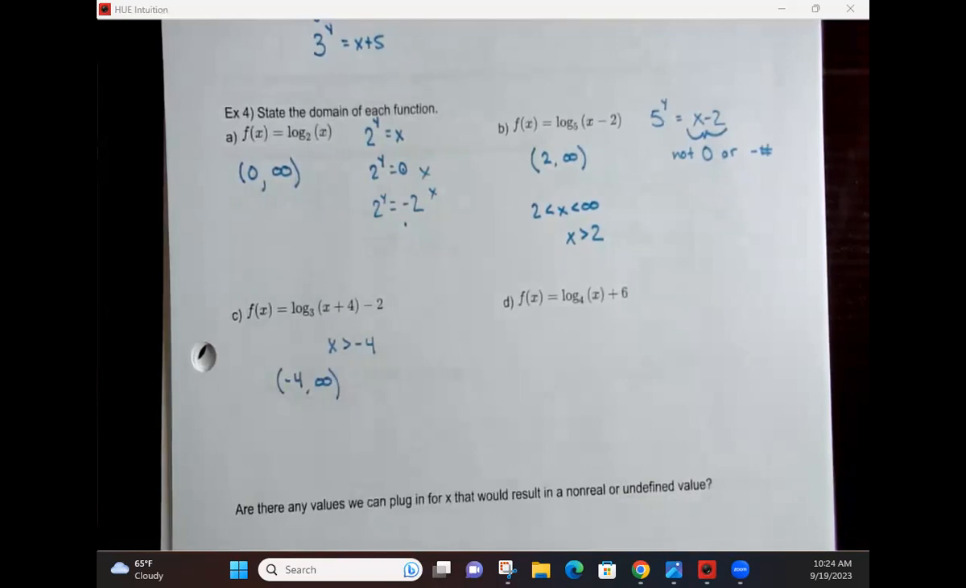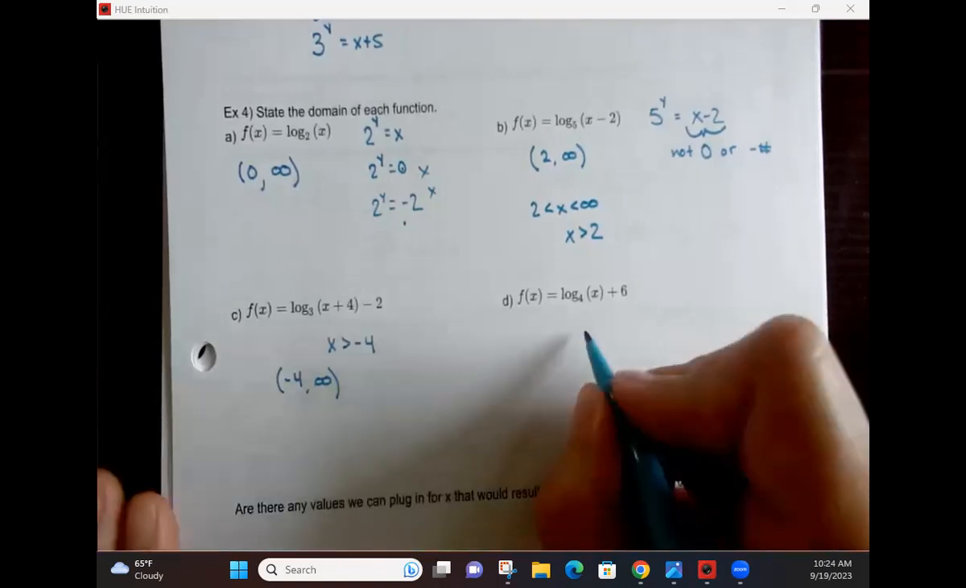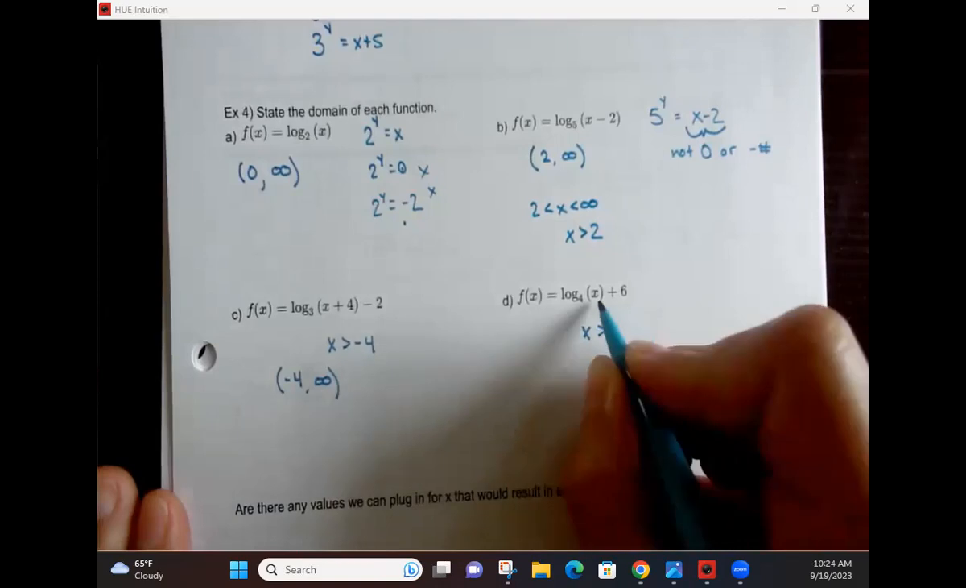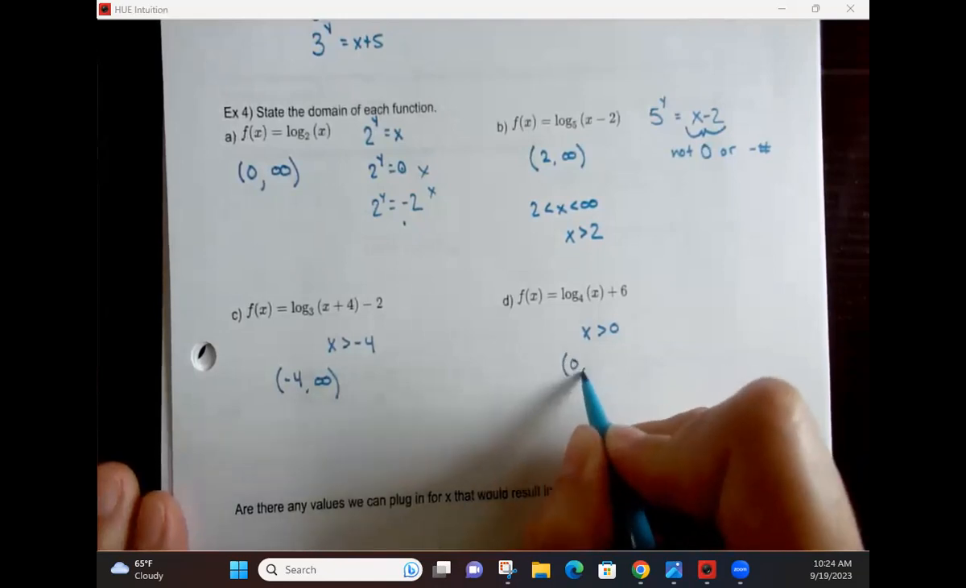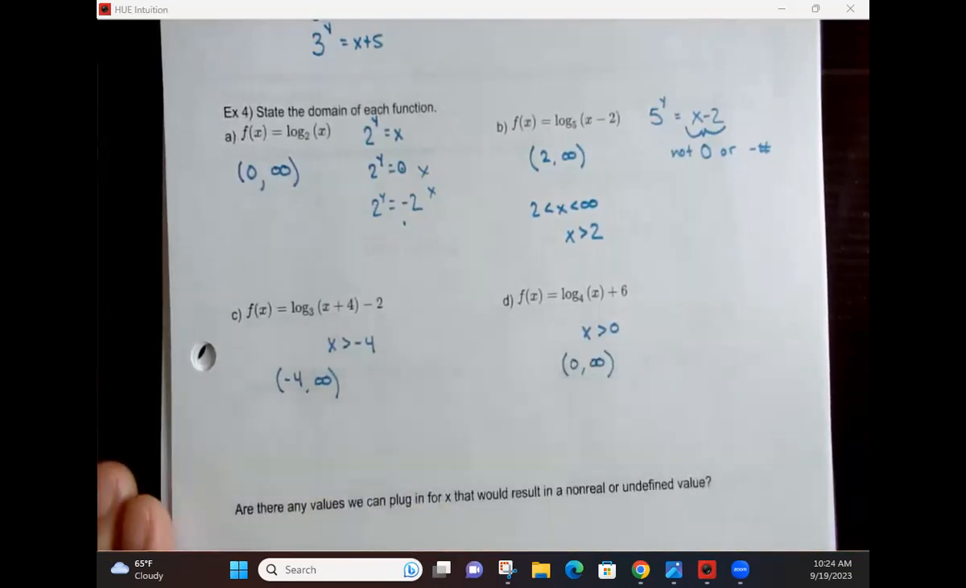And then how about D? What's our domain on D? X has to be greater than 0. The only thing in our argument there is x, so x has to be greater than 0. So 0 to infinity, not including 0.